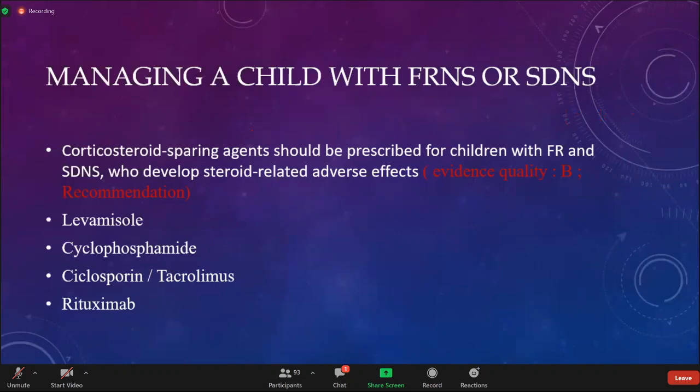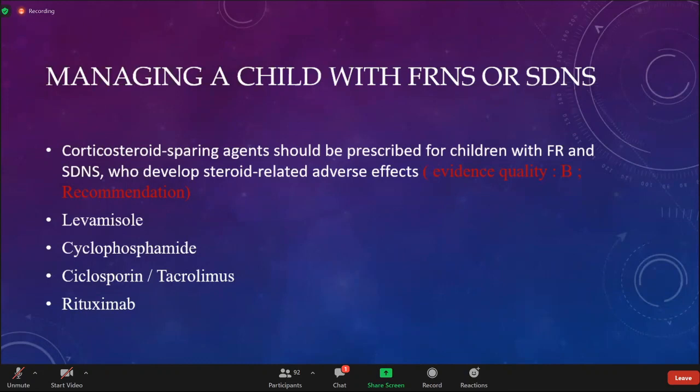Managing a child with frequent relapse nephrotic syndrome or steroid-dependent nephrotic syndrome. As I mentioned earlier, there is a high chance, about 50% of them, that they develop frequent relapse or steroid-dependent nephrotic syndrome. In other words, they need second-line medicines to reduce the steroid side effects. There are a few drugs that we use: levamisole, cyclophosphamide, cyclosporine or tacrolimus, and rituximab. Those drugs can be used as steroid-sparing medications.